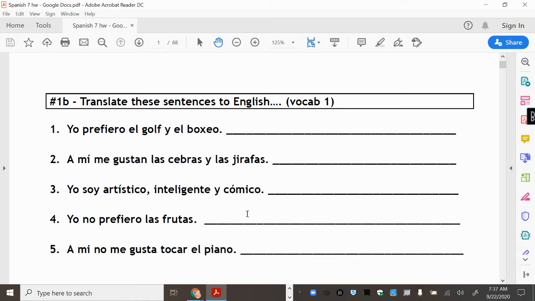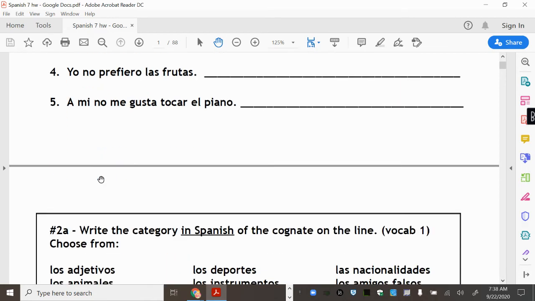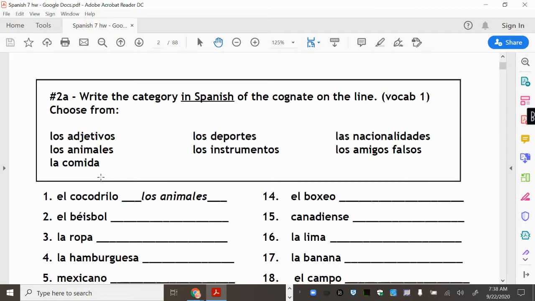All right, 1B, you're translating these sentences to English. And on the back of vocab 1, there's a section called sentence starters. And these little words here are on the sentence starters. So yo prefiero, I think you can figure out means I prefer, but that is on the back of vocab 1. So for number 1, you would just write in English, I prefer golf and boxing. A mí me gustan, you might have to look on the back of vocab 1 for that. It means I like. And then you have to figure out las cebras y las jirafas. And you would write that in English, okay? Yo soy is on the back of vocab 1. So that's part 1B.